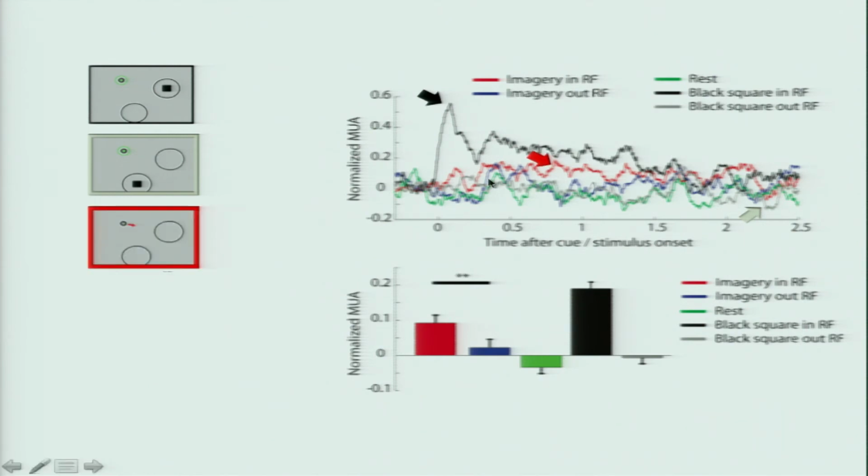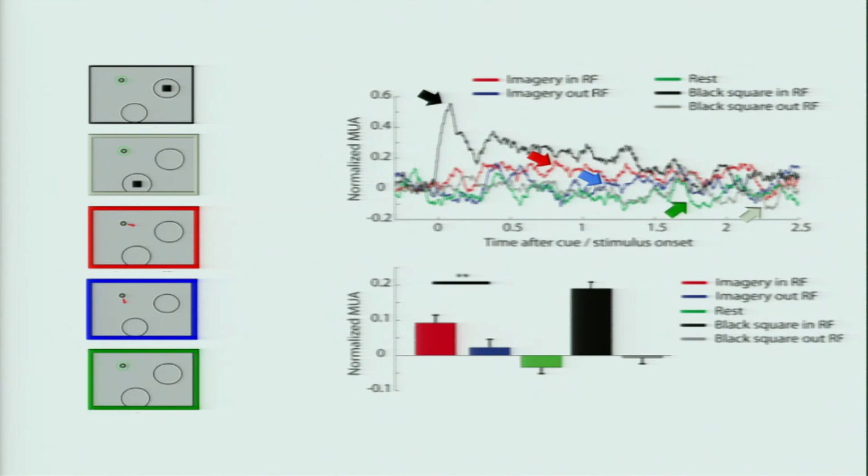Now this is the imagery condition when the subject was imagining something at the location of the neuron's receptive field. And you see we got quite a response here. And that did not happen if the subject was imagining a black square outside the receptive field. And we also had this condition in which nothing happened. And this is quantified in this graph below here.